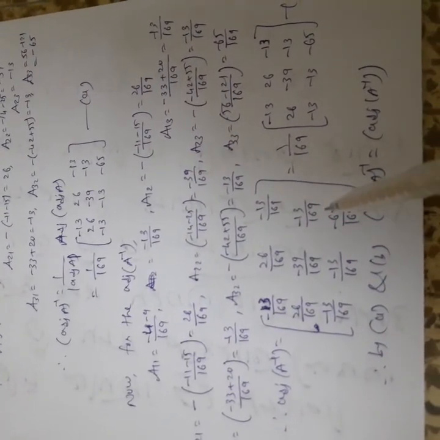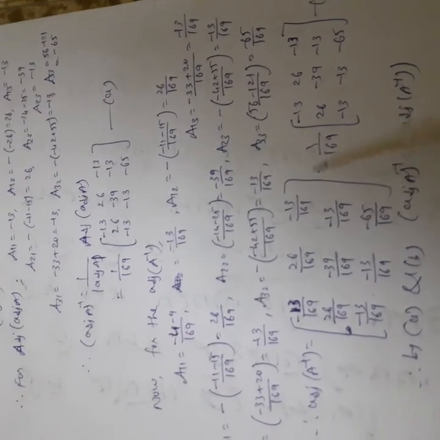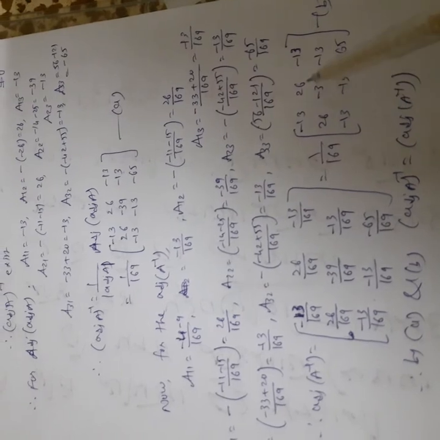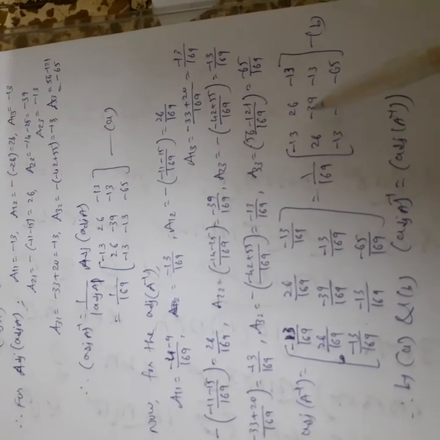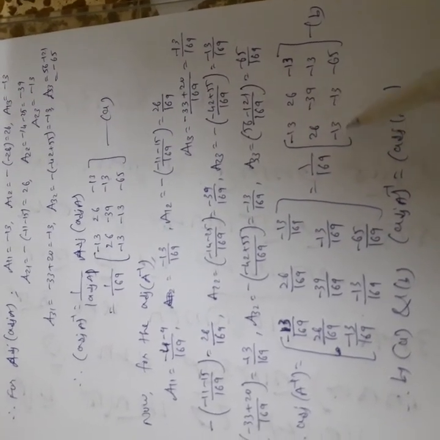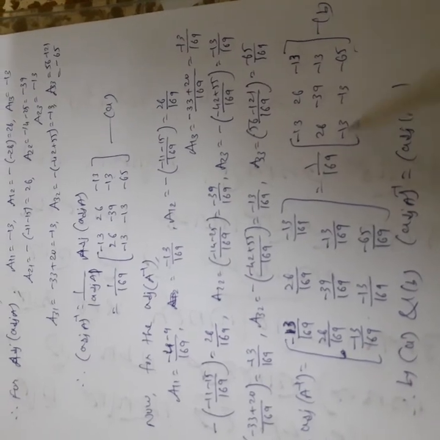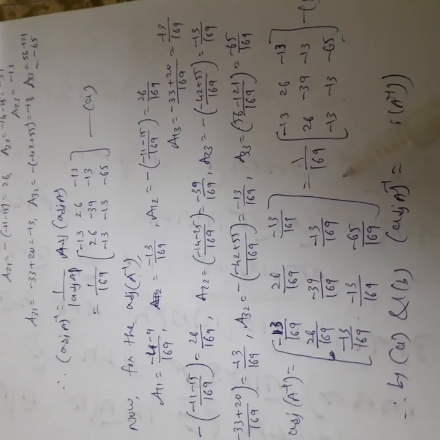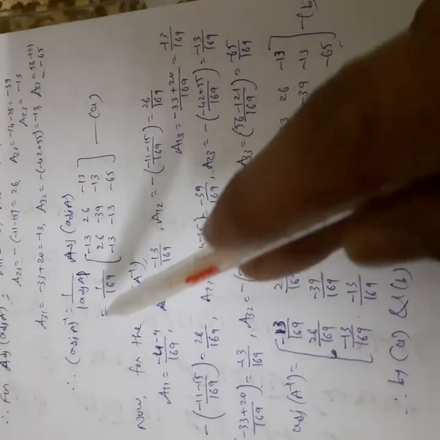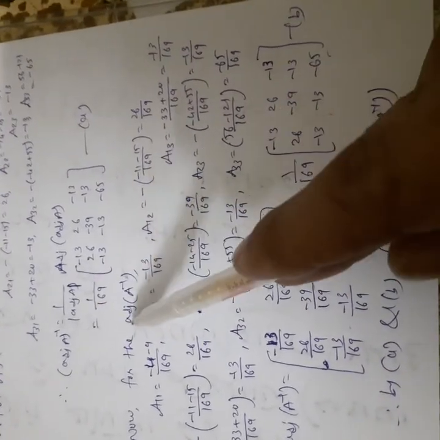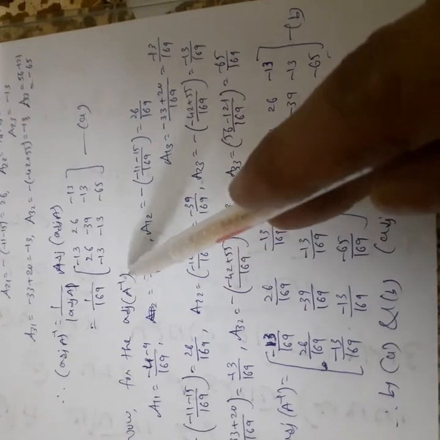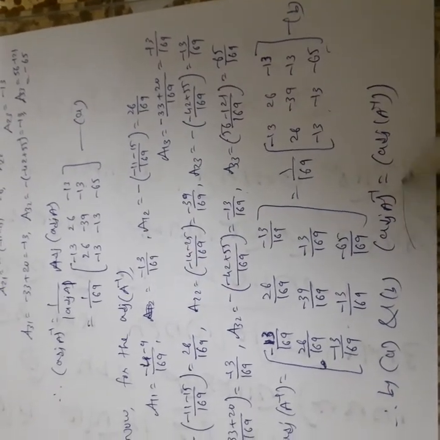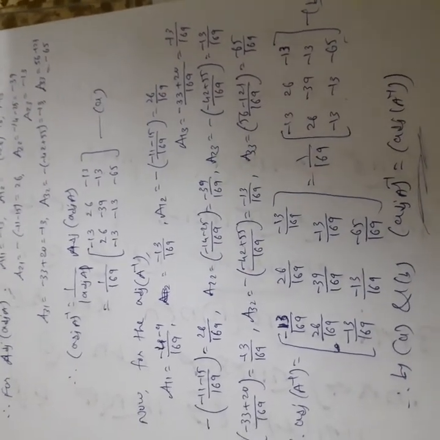take 1 upon 169 as the common element. So 1 upon 169 and the remaining entries in matrix form, that is minus 13, 26, minus 13, 26, minus 39, minus 13, minus 13, minus 13, minus 65. This is the result B. We can say that results A and B are both the same. So from these two results we say that the inverse of the adjoint of A is equal to the adjoint of the inverse of matrix A. This is our first result.